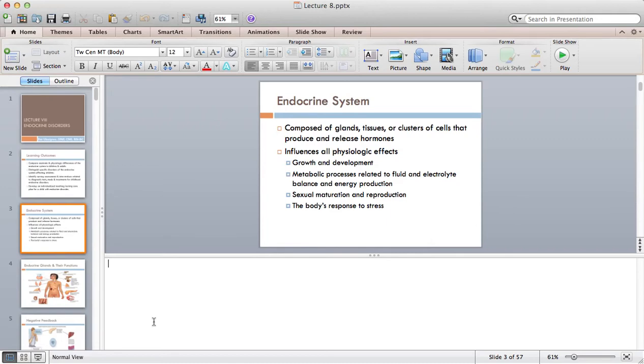So the endocrine system, there are glands, tissues, or cells that produce and release hormones. Some of them will produce their hormone and release it directly into the circulatory system. Some would only serve as a storage for those hormones that are produced. And these hormones have physiologic effects on the body.